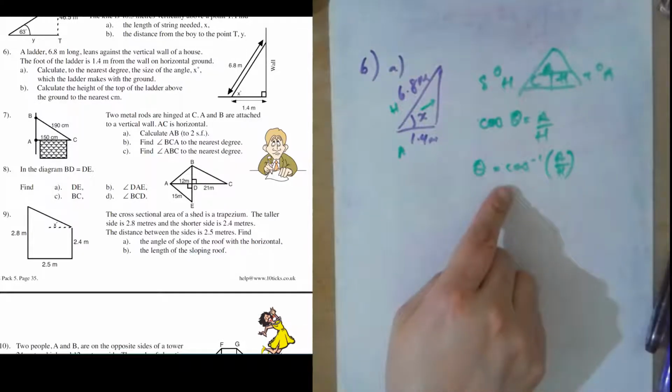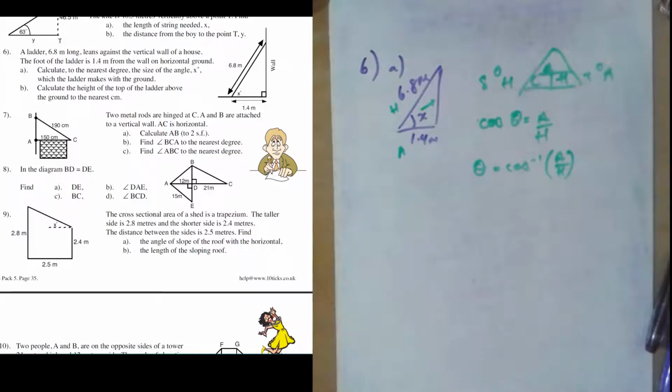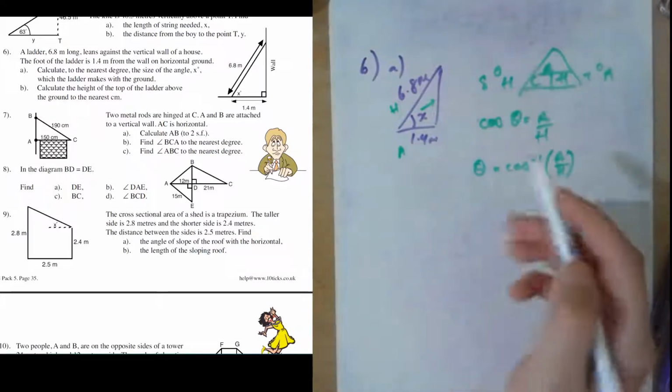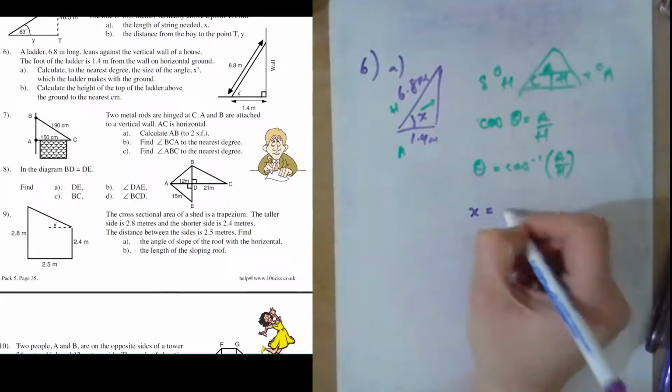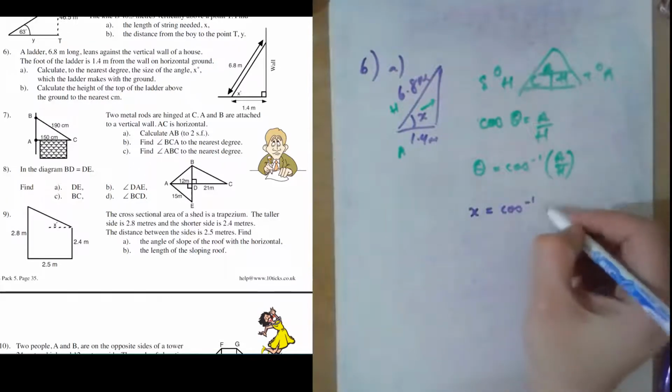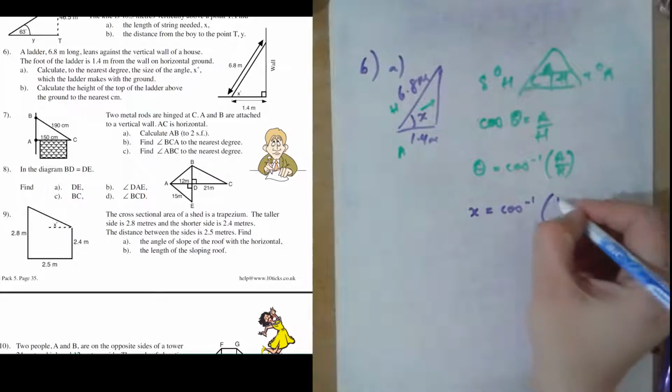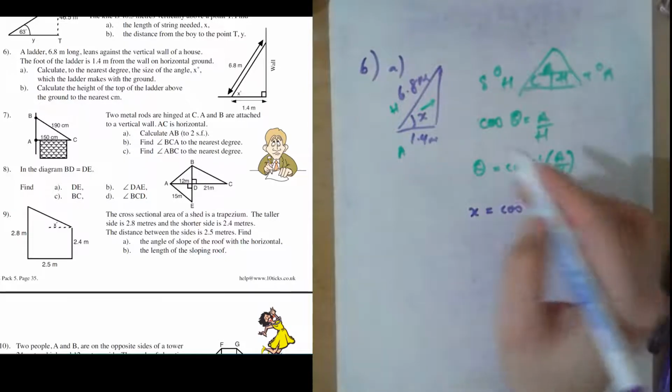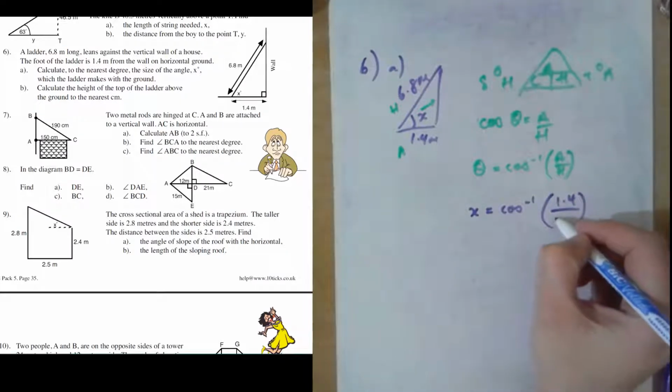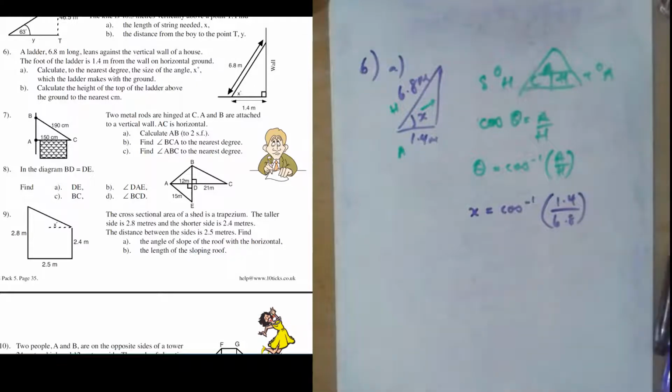This step you can do afterwards, or you can do it first, your choice entirely. And now I'm just going to substitute all these values into here. So instead of theta, I'm going to put x. Cosine stays as it is. Instead of A, I'm going to put 1.4. And instead of hypotenuse, I'm going to put 6.8. Okay, so we've got shift, cosine, so 1.4 and 6.8.